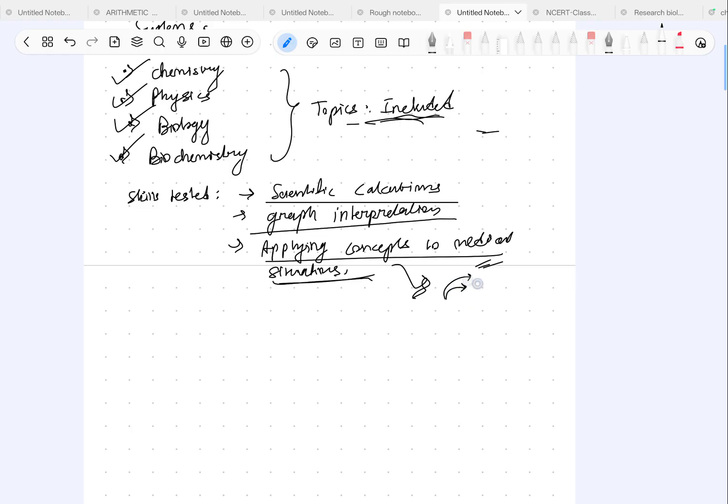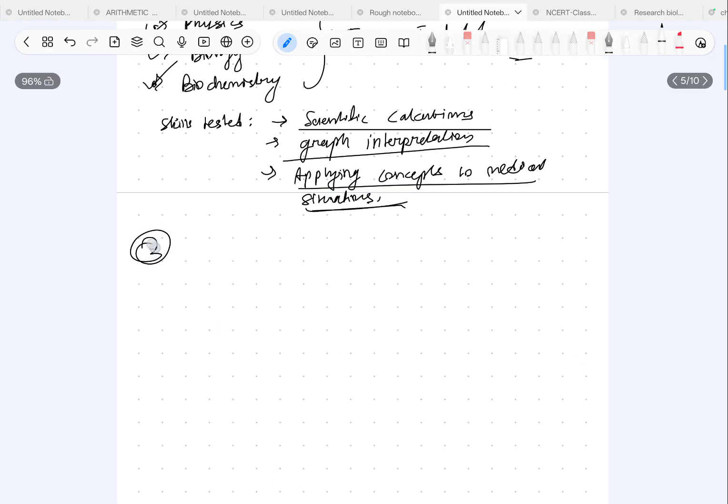If a patient is mentally frustrated, how will you manage it? If you are mentally frustrated, then how to manage it? So many things are taught. Okay, so these are the things, and the first session is over. The second session is critical analysis.